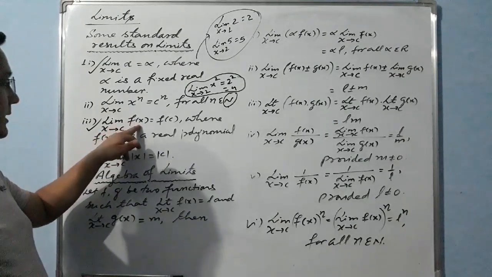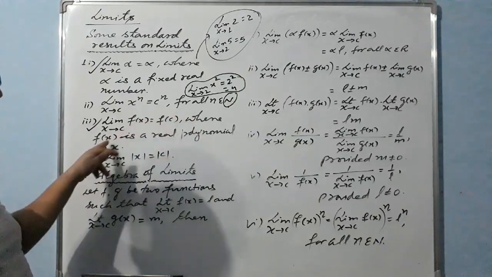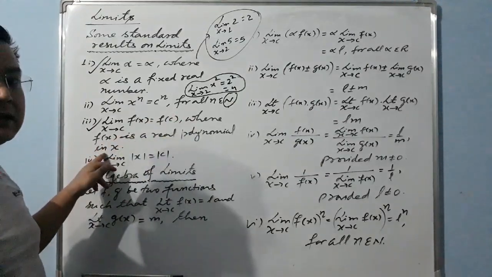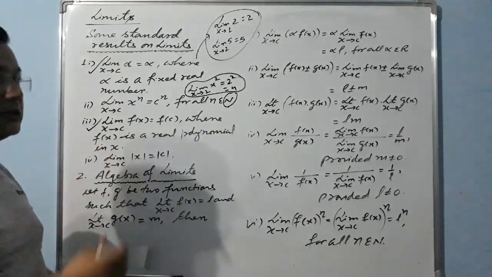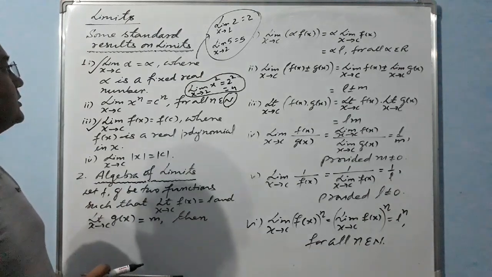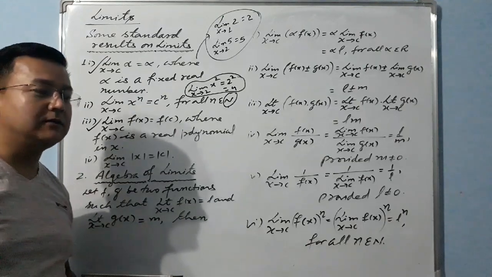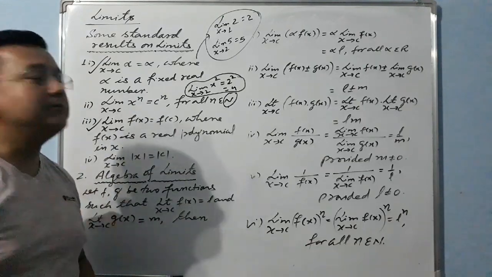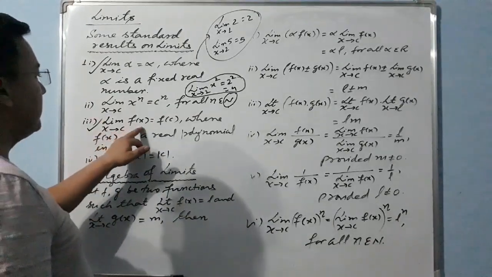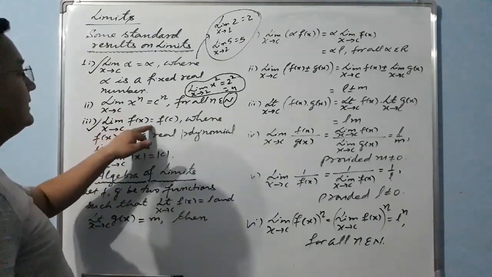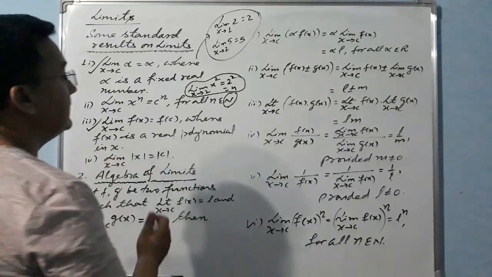The third standard result: limit of the function f of x as x tends to c is equal to f of c, where f of x is a real polynomial in x. As I told you in the first video of calculus, the introduction to limits, I explained the meaning of x tends to a and also the limit of a function. So here the limit of f of x as x tends to c is equal to f of c, where f of x is a real polynomial in x.